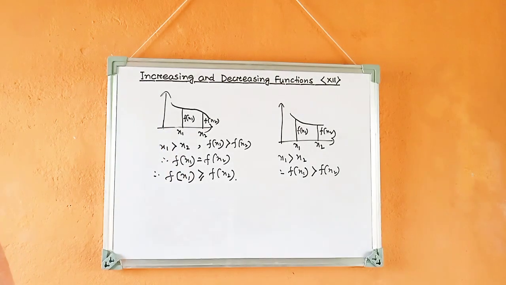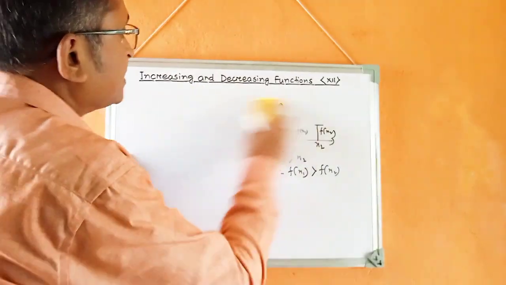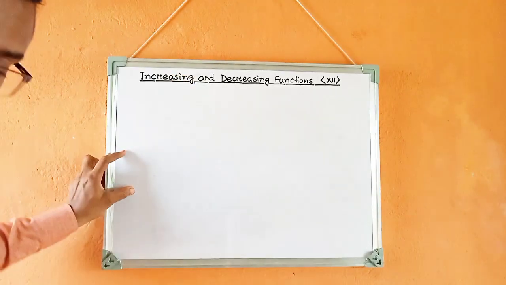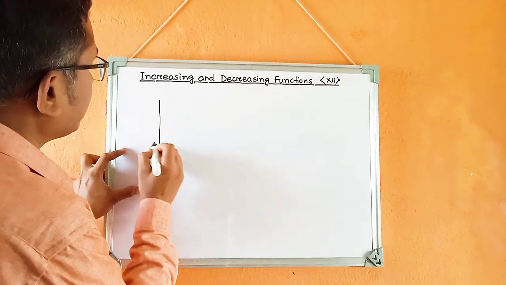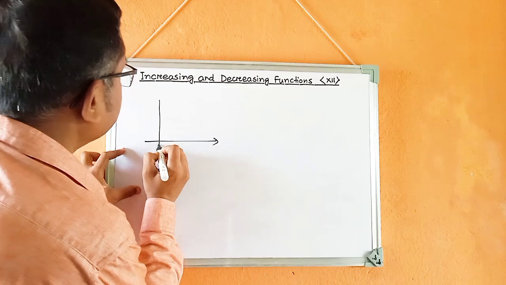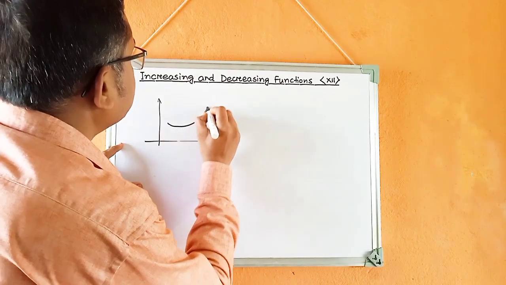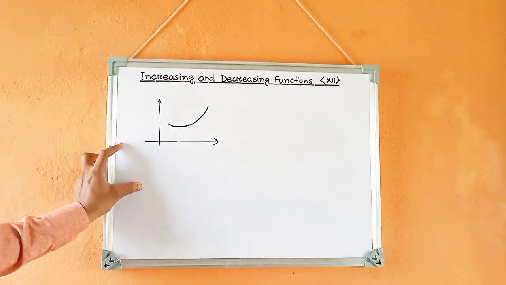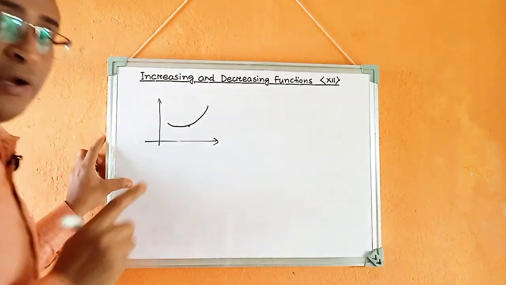Now the condition for increasing and decreasing functions, see by using a graph. Condition for increasing and decreasing function, see carefully. Here is the x-axis, here is the y-axis. We draw a graph. This is the graph of a function f(x). Take any point on the curve. Suppose this one.